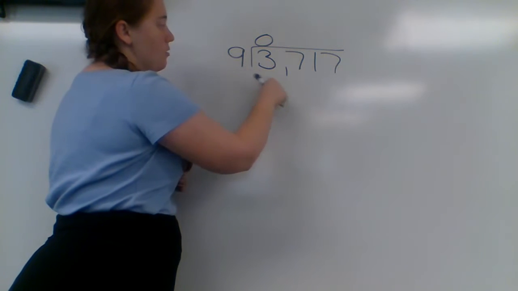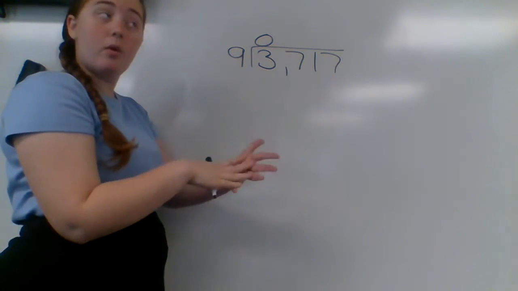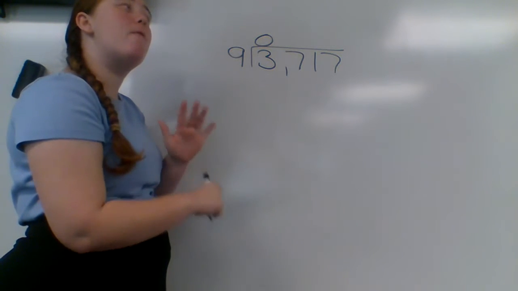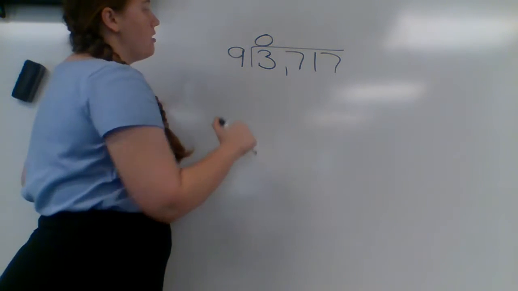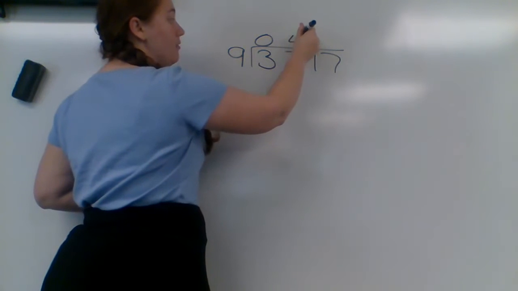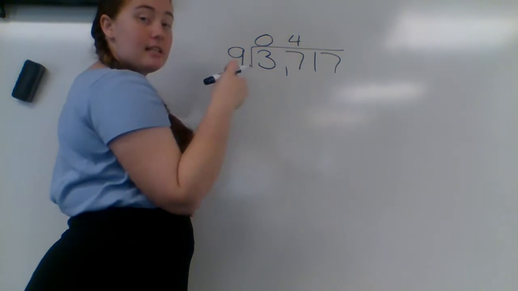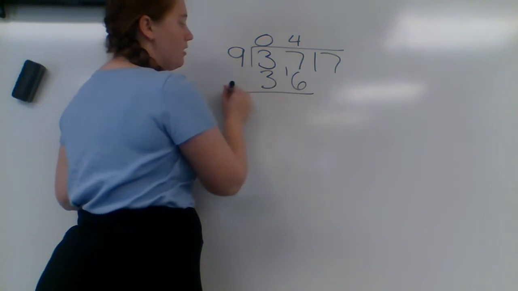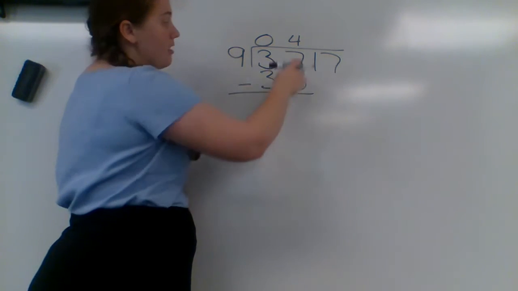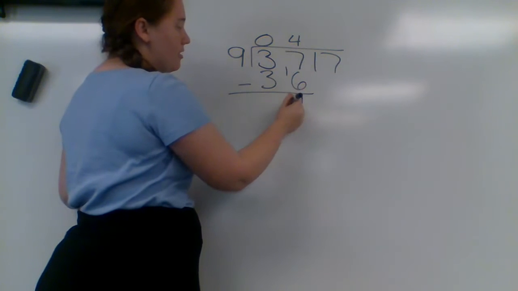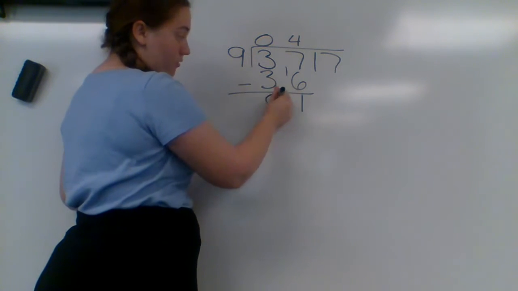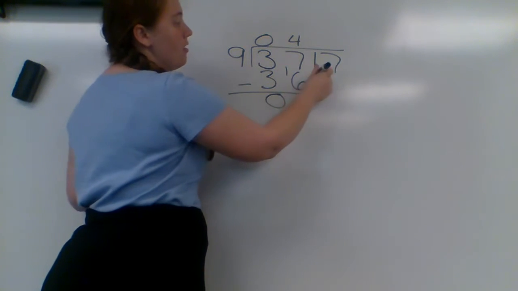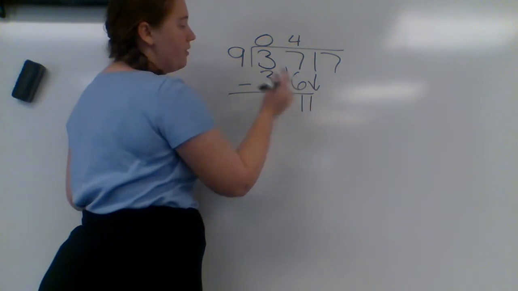We're going to go 9 into 37. 9 will go into 37, I want to say about 4 times. So put 4 above the 7. 4 times 9 is 36. So put 36 right there. And subtract. 7 minus 6 is 1. 3 minus 3 is 0. And 1 is smaller than 9. That's my step. Bring down the 1.